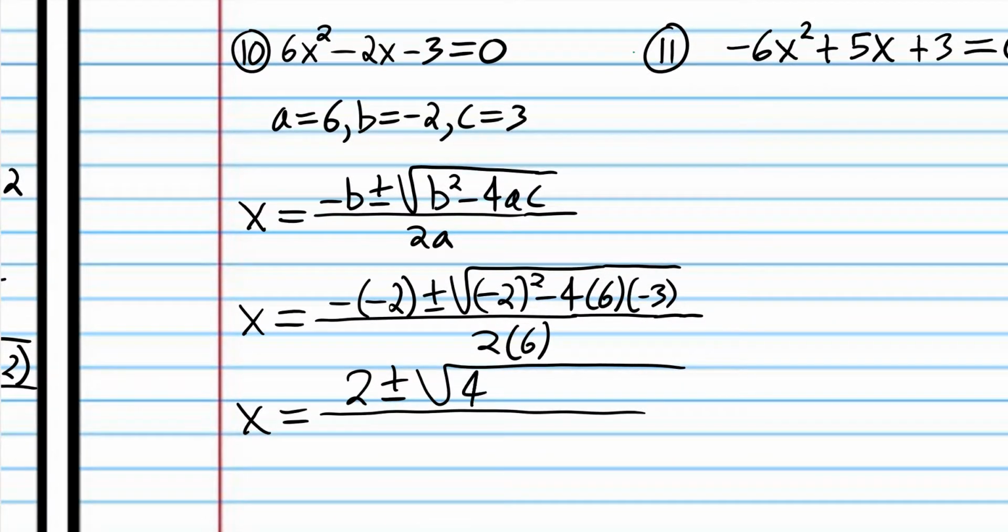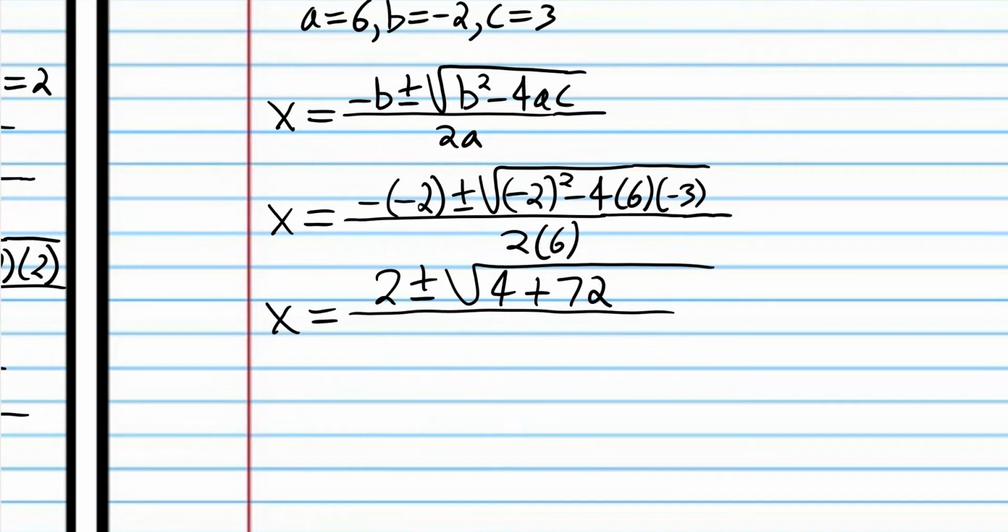So we have 4 minus, and again, you can multiply all these together. Don't be afraid to use your calculator. -4 times 6 is -24, and -24 times -3 is 72. And it's going to be +72 because you have a negative times a positive times a negative. And 2 times 6 is 12.